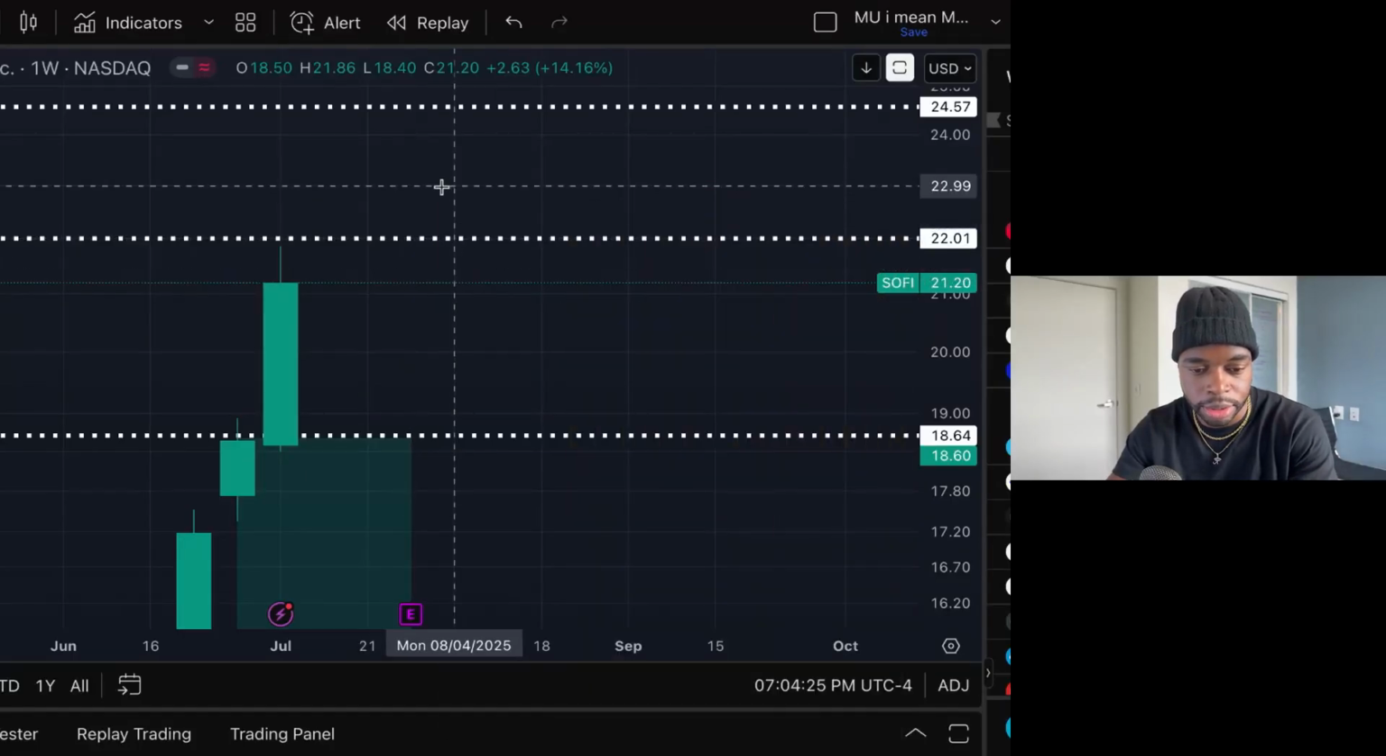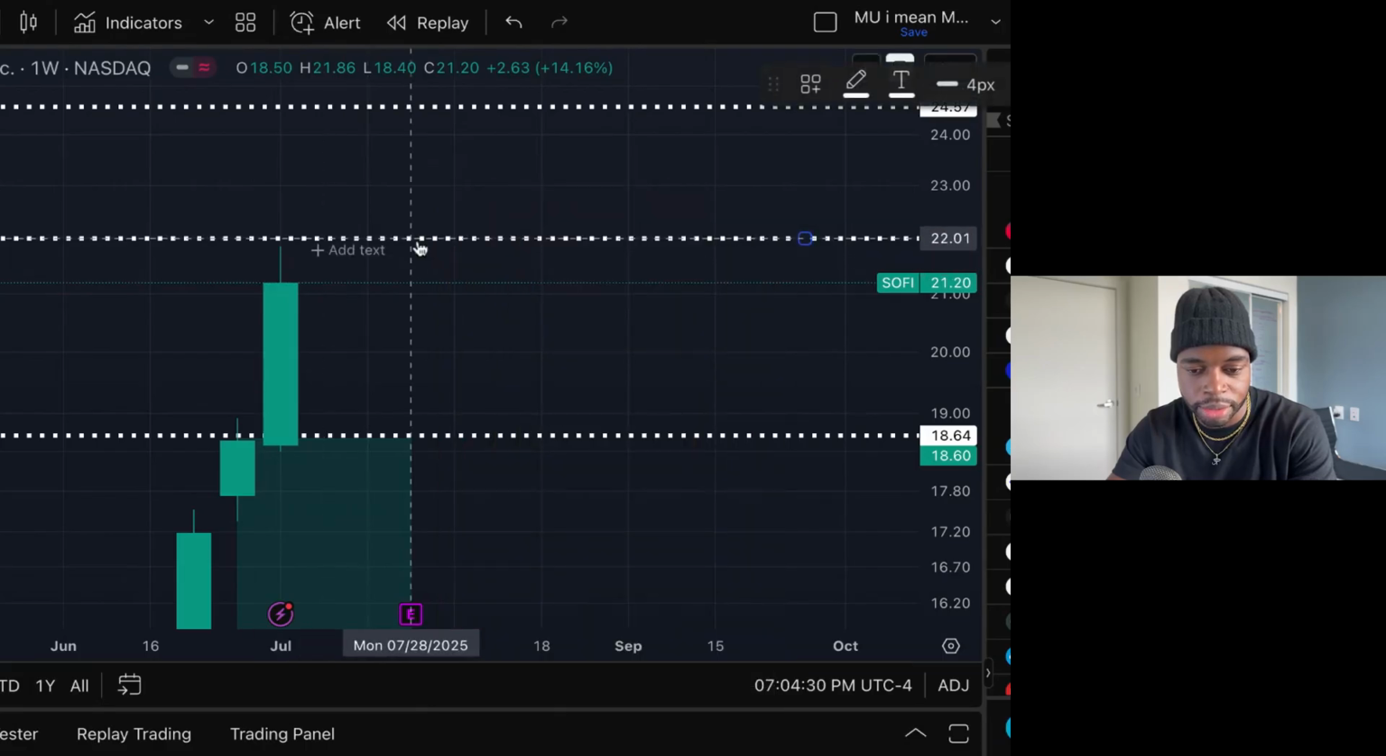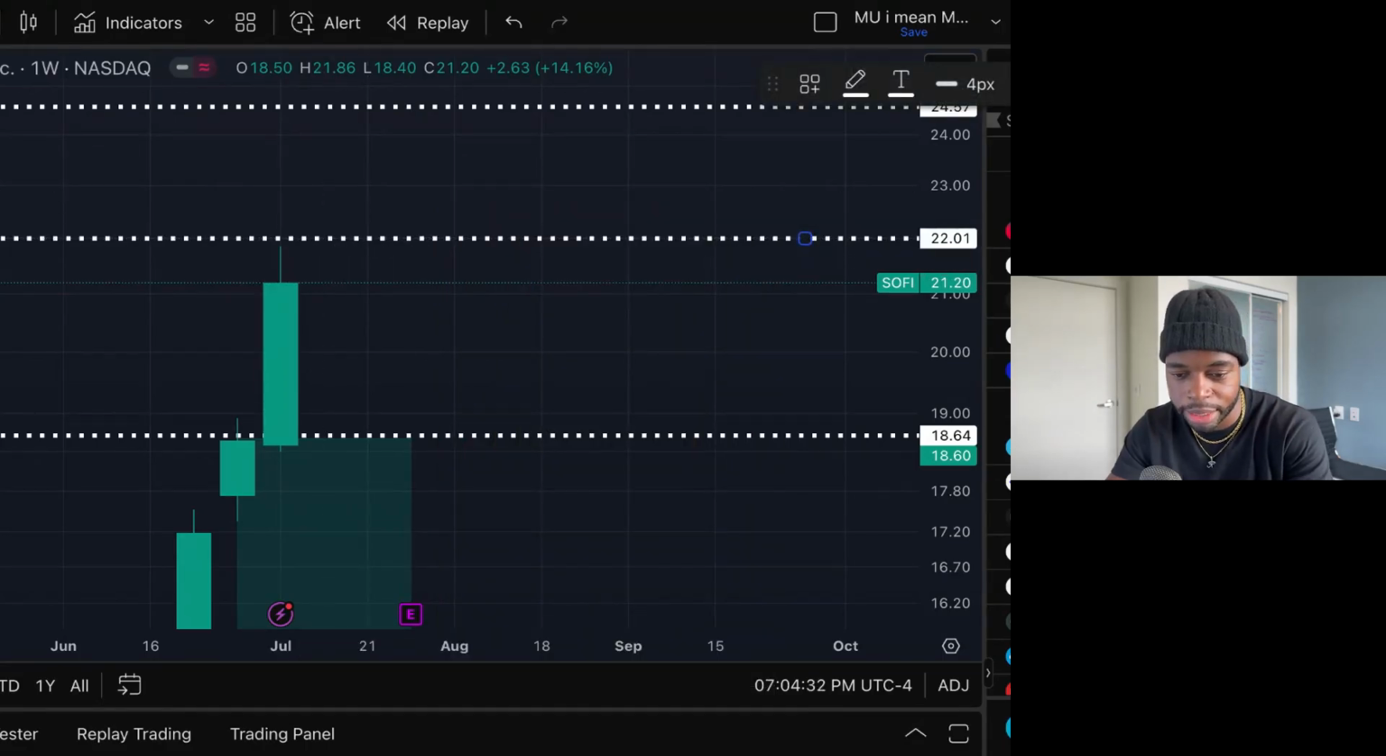So you can just click anywhere on the chart. If that's your level, then add that alert. Or you can click on a line, and you can actually go to this add alert button, and then add an alert once it crosses your desired line.